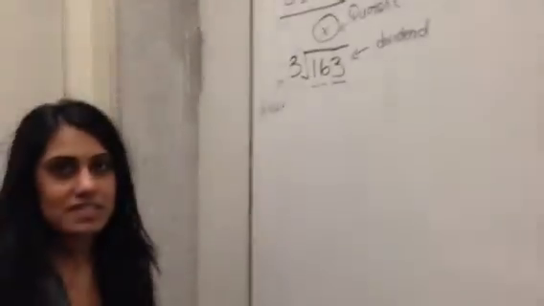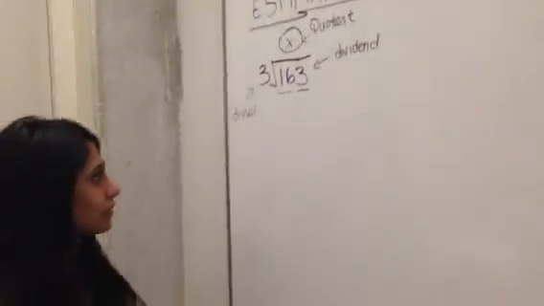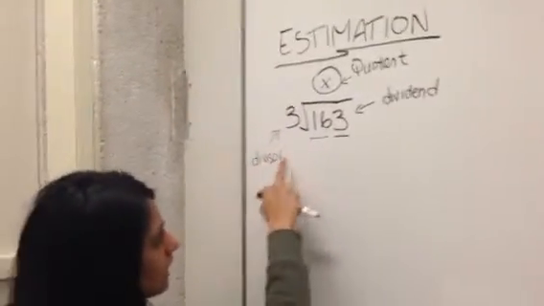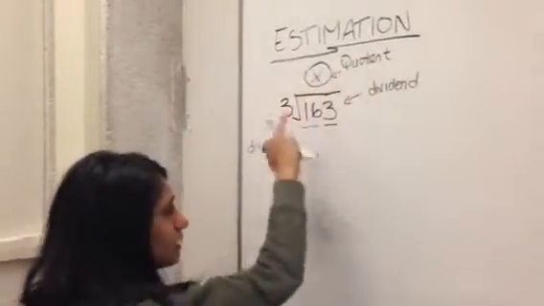My question is a dividing question. It is 163 divided by 3. So the 163 is the dividend, the 3 is the divisor, and the quotient is unknown, so it's up here.